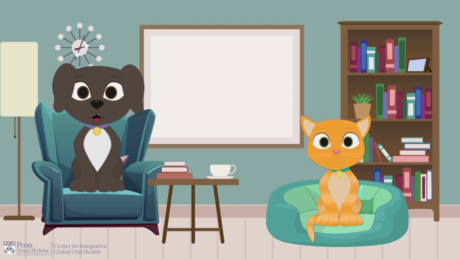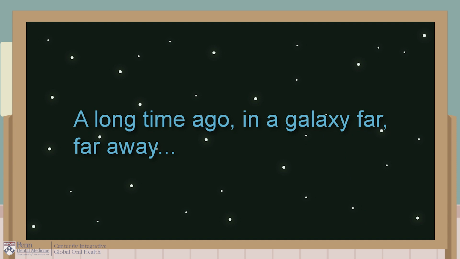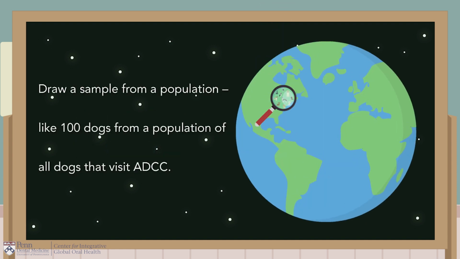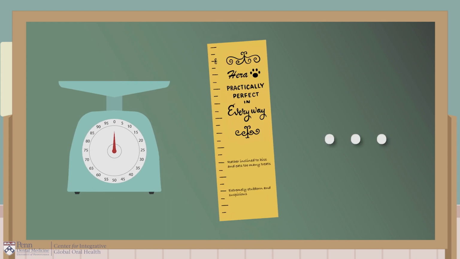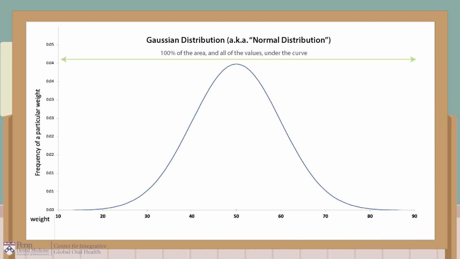Hans, you have really hit on one of the most important concepts of statistics. Many years ago, someone noticed that if we draw a sample from a population, like 100 dogs from a population of all the dogs that visit ADCC, and look at characteristics from the sample, like the dogs' weights, heights, and so on, a pattern will emerge. This pattern can be illustrated with a bell-shaped graph called the Gaussian distribution, or the normal distribution.